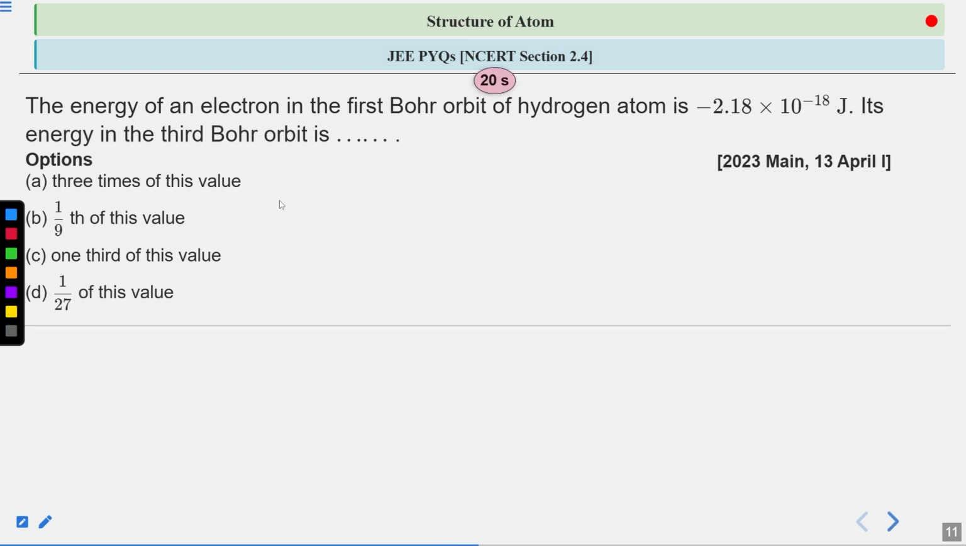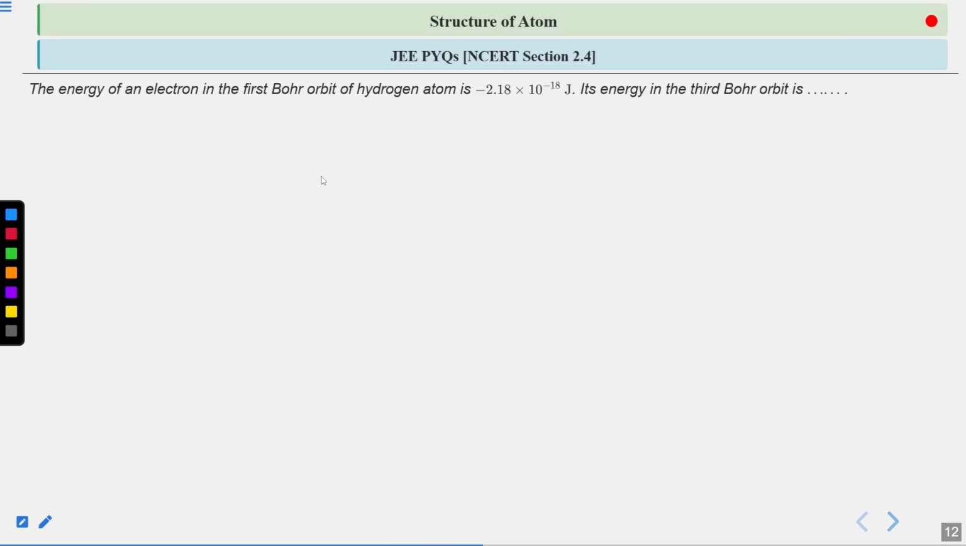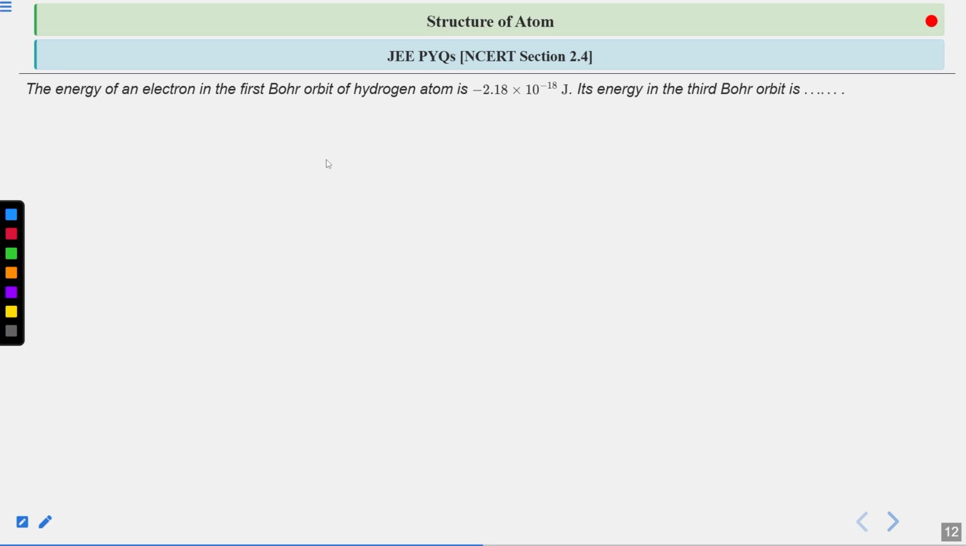So you have some time to solve this question. Your time starts now. There is a very straight formula to calculate this. Just apply that formula and you have the given data which is important for the calculation. So your time is up. What will be the correct answer?